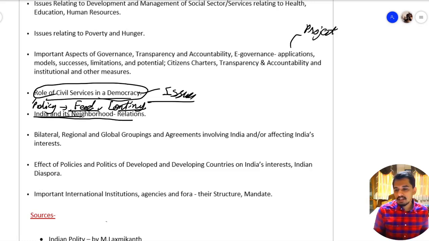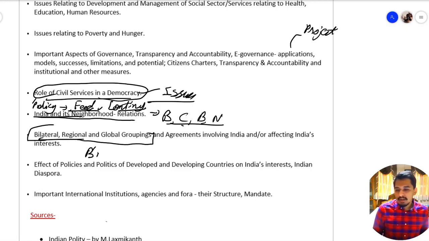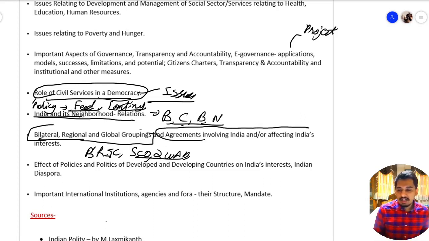Then we have India and its neighborhood relations, the various relations of India with its neighbors like Bangladesh, China, Bhutan, Nepal, etc. Then we have bilateral, regional, and global groupings such as BRICS, SCO, Quad, or SAARC, in which India is involved, and the agreements involving India or affecting India's interests. Some of the agreements are RCEP, MTCR. So these agreements either involve India or affect India's interest.